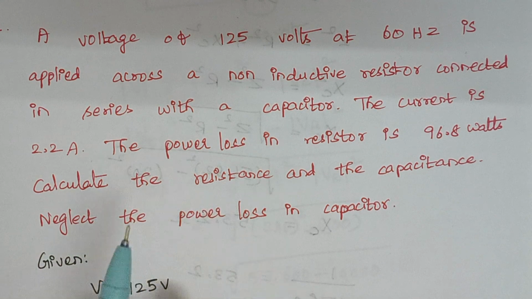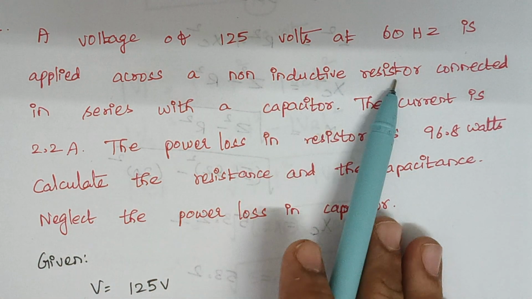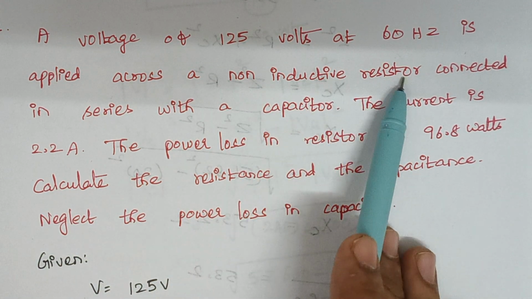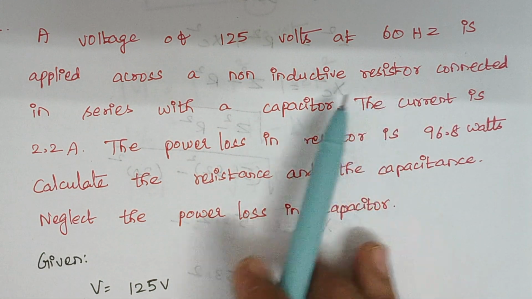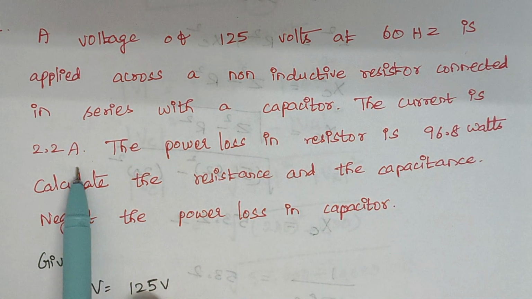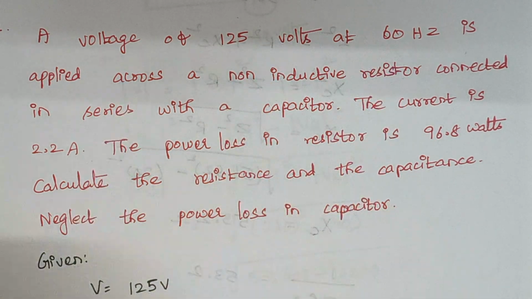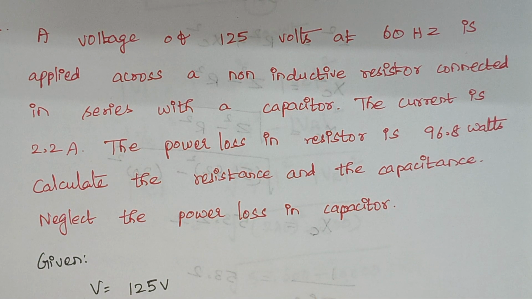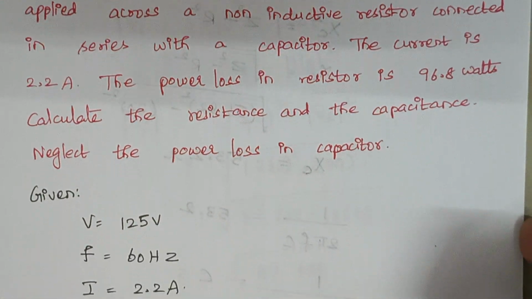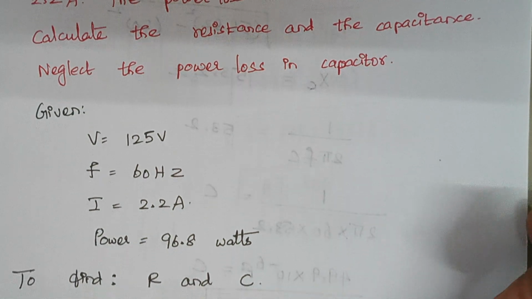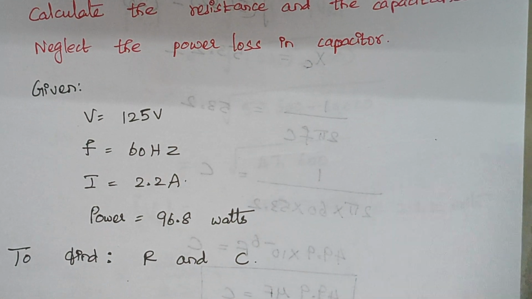So here you see again we are having a non-inductive resistor, that is it is a plain resistor, and a capacitor. They are connected in series and the current is given and the power loss in the resistor is given and the supply voltage and the frequency are given, right? So here the thing is we need to calculate the value of R and C, right? That is we need to calculate the values of system elements. So first write down the given data, right? If you like to draw a diagram, you can draw, right?